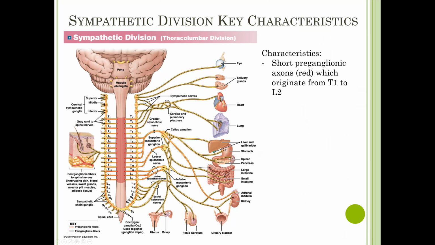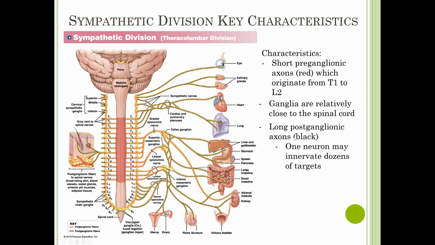So the sympathetic division has short preganglionic axons, which originate from T1 to L2. Again, as I mentioned, notice that the ganglia are all relatively close to the spinal cord, with the exception of the adrenal medulla, but the chain ganglia and the collateral ganglia are close to the spinal cord. Because they're close to the spinal cord, the preganglionic axons are short, and then the postganglionic axons are going to have to be long to go out and reach the target organs. And those are shown in this image as the black neurons.